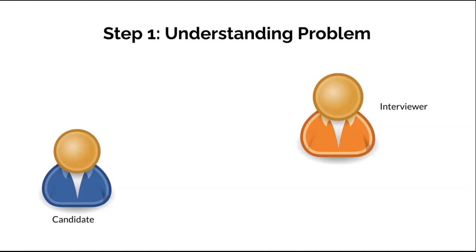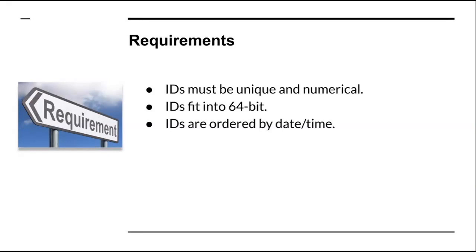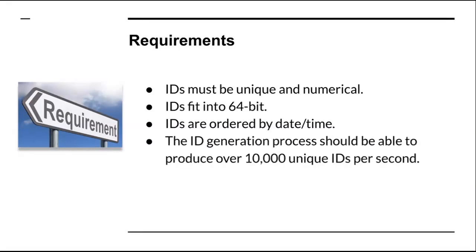Based on the questions and answers, we have come up with certain requirements that we can jot down. IDs must be unique and numerical. IDs should fit into 64 bits. IDs are ordered by date and time, and the ID generation process should be able to produce over 10,000 unique IDs per second. So that is pretty much step one of understanding the problem, where we started by asking questions and then laid down the requirements based on the answers and the understanding we got from the interviewer.